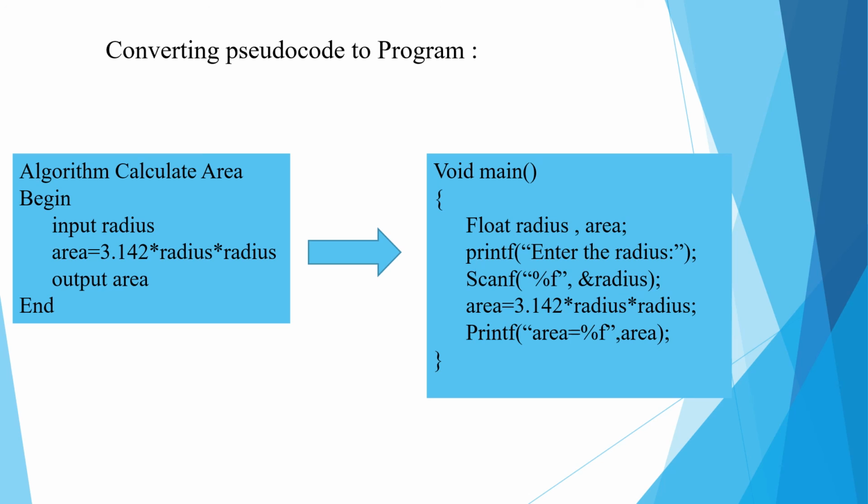So here, instead of using the keywords begin and end in a program, we use opening curly braces, which inform you of the beginning of the program, and closing curly braces as the end of the program. So in this way, we can easily convert the pseudocode into the program. So it becomes easy to convert pseudocode into a program.